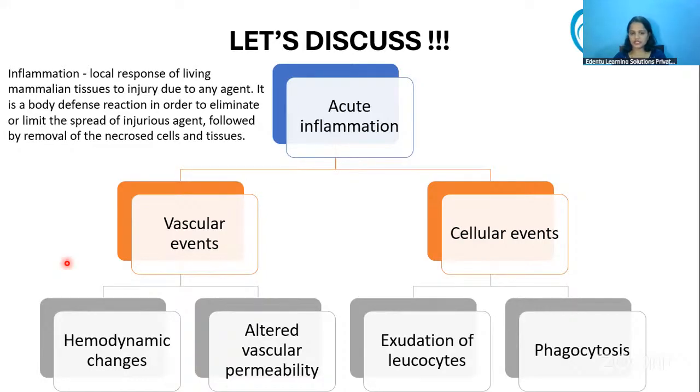In acute inflammation, the two main events that are happening are the vascular events and the cellular events. That is, there will be changes in the blood vessel structure, and hemodynamic changes or permeability changes can be seen, and there will be changes in the cells also. The cells inside the blood vessels can go outside and will produce more and more reactions outside the blood vessels also. So that is called the cellular events. So we have the vascular events and the cellular events.